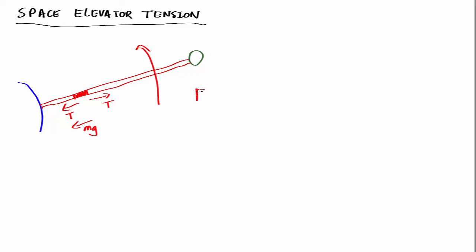So what we know is the net force is going to be, well, let's set some coordinates here. Let's have distance r from the centre of the Earth, and the length of that little strip is delta r, and we'll give a cross-sectional area A for the cable. So the net force is going to be a tension force downwards minus a tension force upwards at the top, which is going to be different from the force downwards by some amount delta T. And then we've got the gravitational force mg.